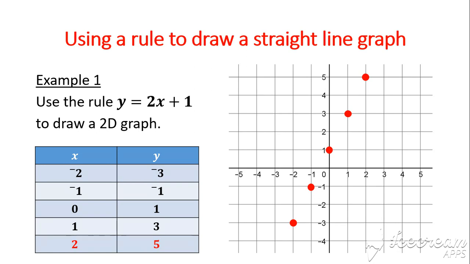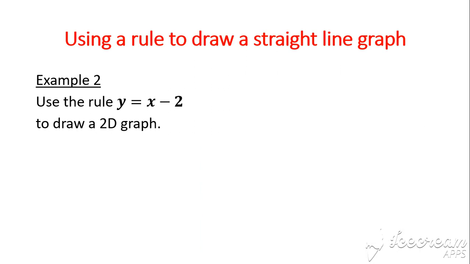So here are our 1, 2, 3, 4, 5 points, and we can now draw our straight line graph between them. Right, so that's example 1. That's how we would draw this straight line graph. Right, let's move into example 2 and do exactly the same thing. Use the rule y is equal to x minus 2 to draw a 2D straight line graph.